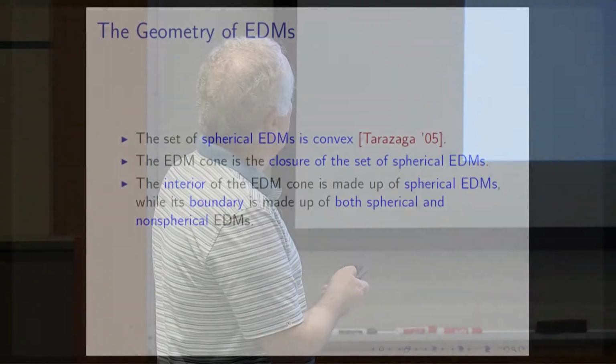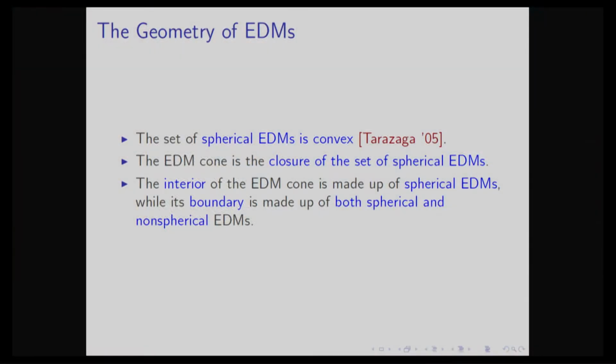That's why I said spherical EDMs are really important ones. Also, the interior of the EDM cone is made up of spherical EDMs. On the boundary, you have both spherical and non-spherical. And in this case, the set of spherical EDMs is not restricted to having radius less than or equal to 1.